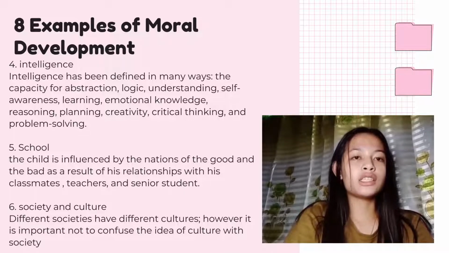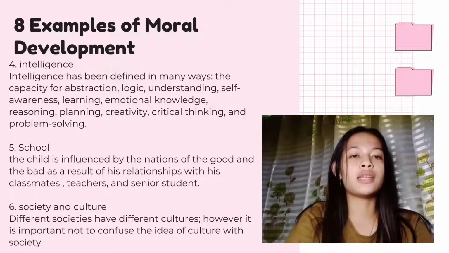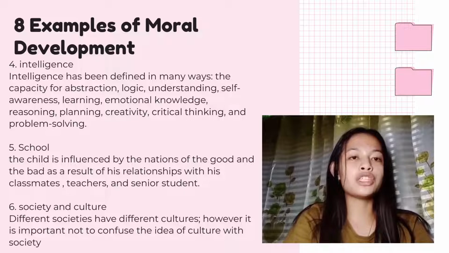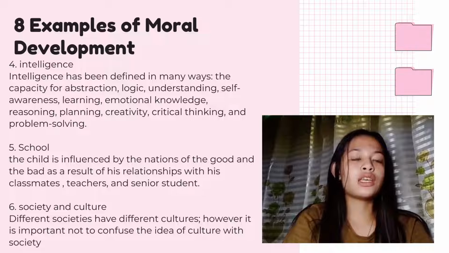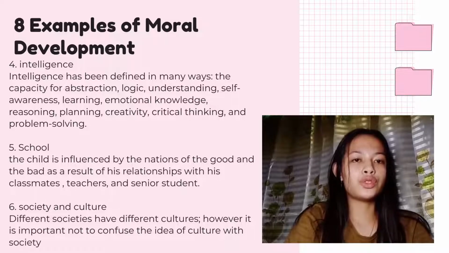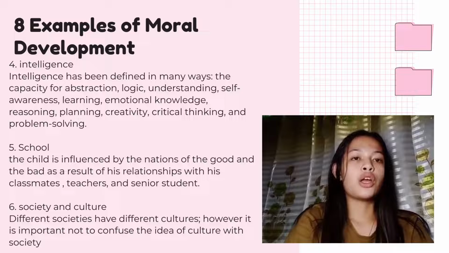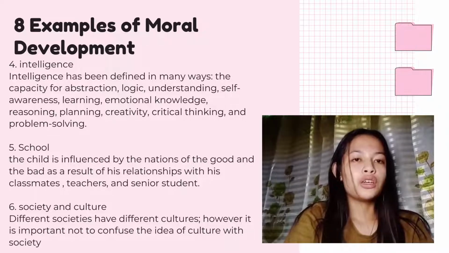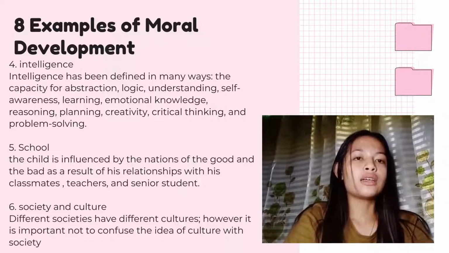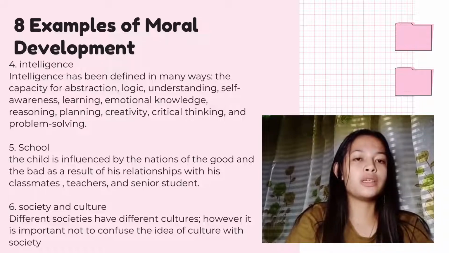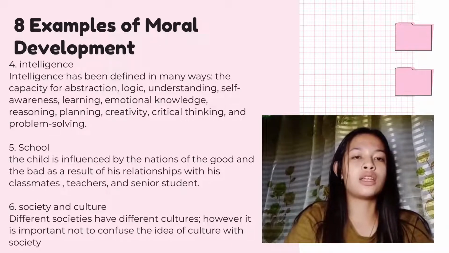School. The child is influenced by the notions of the good and the bad as a result of his relationship with his classmates, teachers, and senior students. Society and culture. Different societies have different cultures. However, it is important not to confuse the idea of culture with a society. A culture represents the beliefs and practices of a group, while society represents the people who share those beliefs and practices. Neither society nor culture could exist without the other.